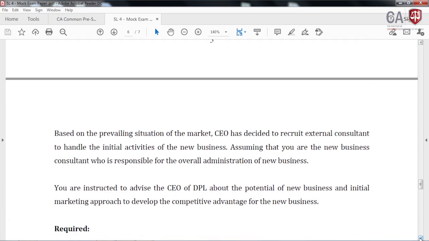Based on the prevailing situation of the country, the CEO has decided to recruit an external consultant to handle the initial activities of the new business. Assuming that you are the new business consultant responsible for the overall administration of the new business, they have decided to recruit an external consultant. Right. Now, you have to assume that you are the external consultant.